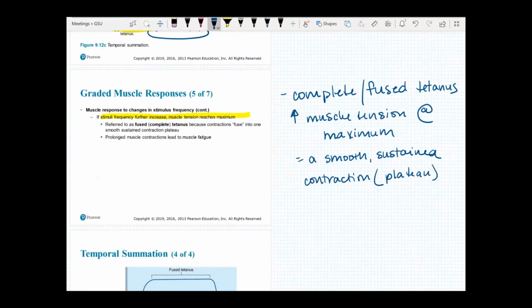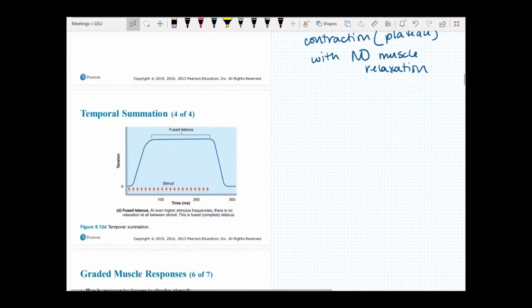And this plateau will have no muscle relaxation happening. So it's not going to do the quiver, because with this fused and complete tetanus, the contractions have kind of fused into each other. So here we go. We have increased these guys. There's a whole lot more of them. We're going to do our muscle twitches and then they summate. We have this fused tetanus.